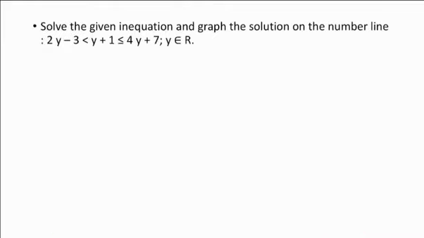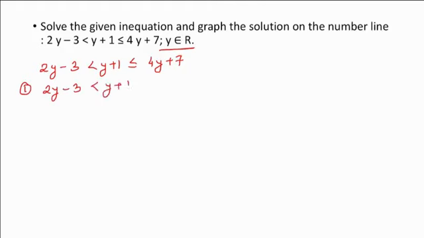So let's take a look at the next question. Solve the given inequation and graph the solution on the number line. It is given as 2y minus 3 less than y plus 1 less than or equal to 4y plus 7, and y belongs to the set of real numbers. So let's solve this inequality in two parts. So let's do the first part. The first part is 2y minus 3 is less than y plus 1.